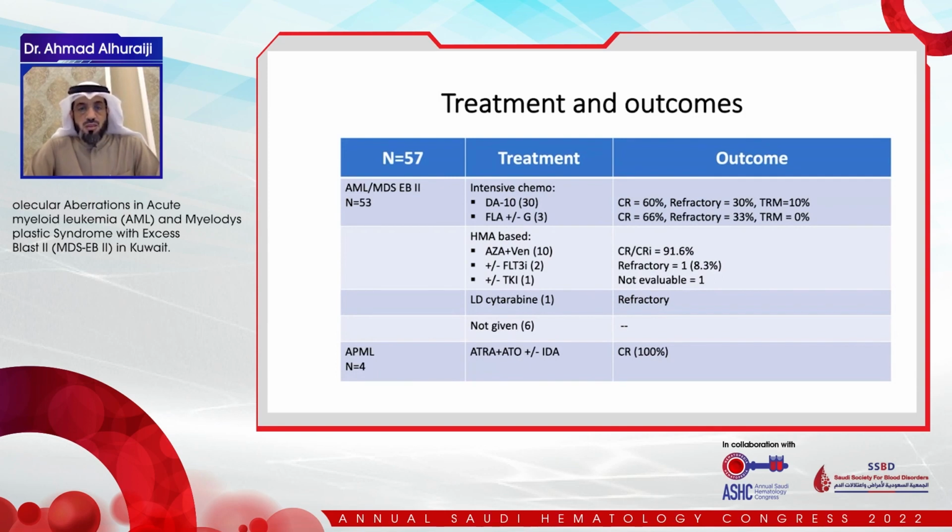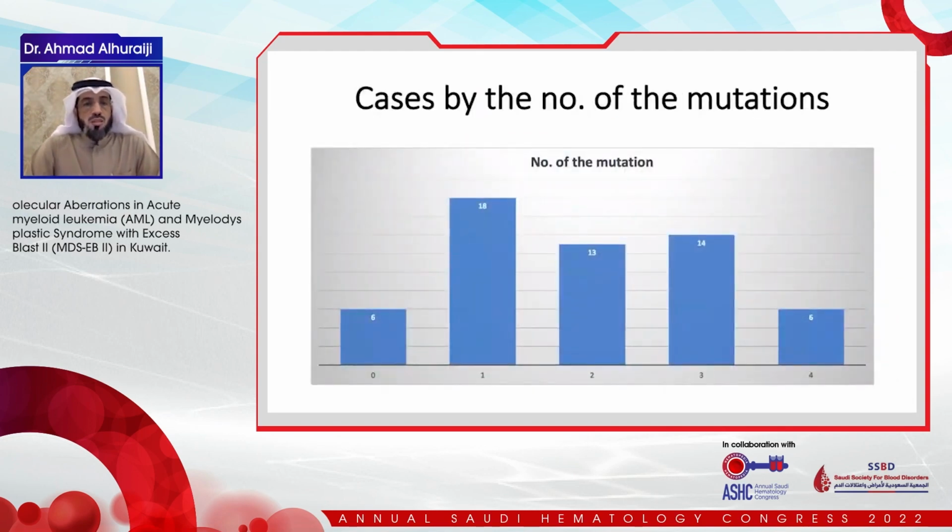If we look at the CR/CRi rate, it's very impressive, 91.6%. And 1 patient had a refractory disease, and 1 patient was not evaluable because he traveled to his home country. 1 patient had a low-dose cytarabine, and it was refractory, and 6 cases were not treated either because they were sick enough not to receive treatment, or they decided to go back to their hometown country. For the 4 APML cases, all of them were treated with ATRA-ATO plus minus idarubicin, and the CR rate here we can see 100%. And this is the number of mutations.